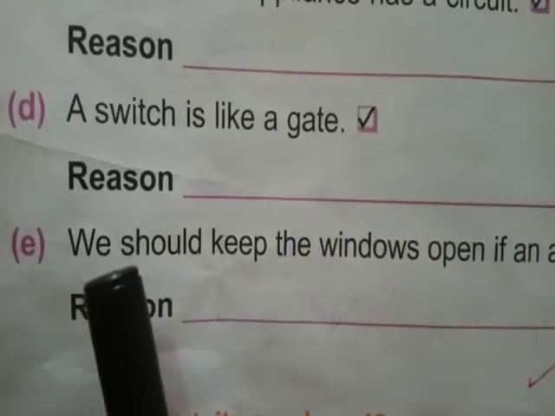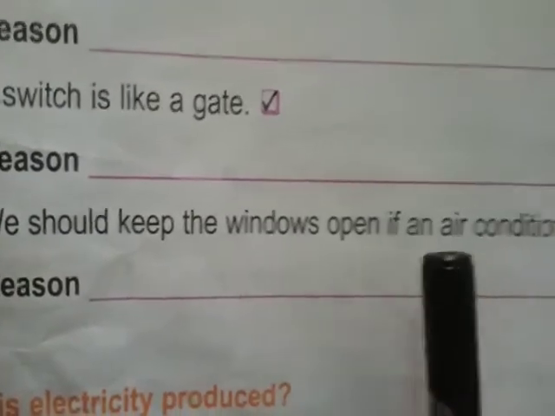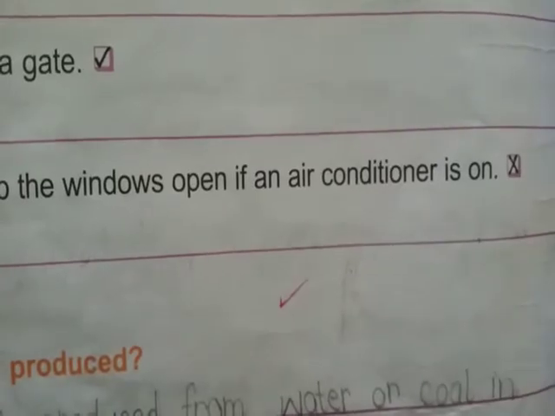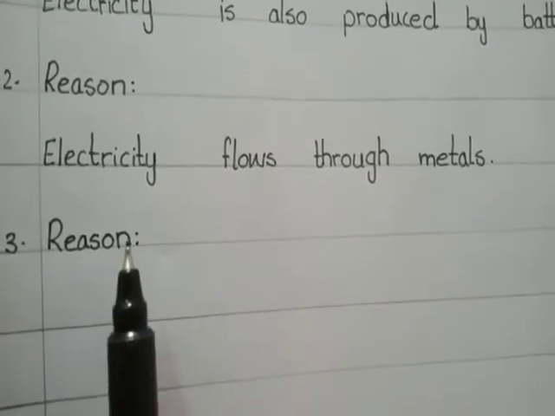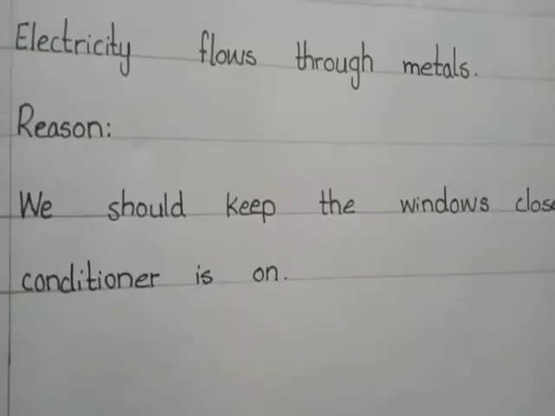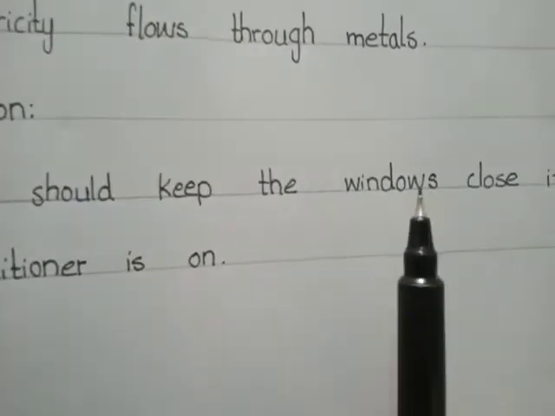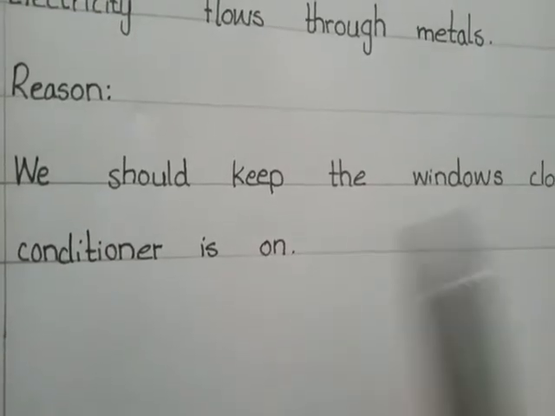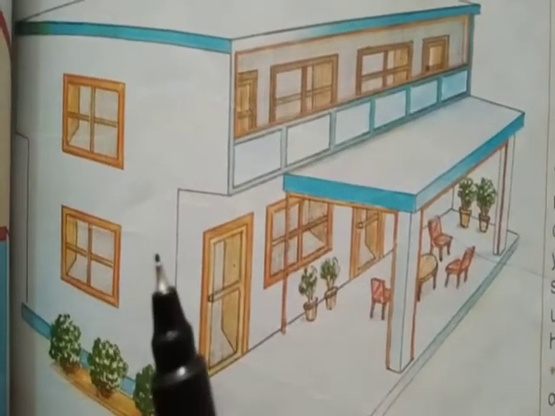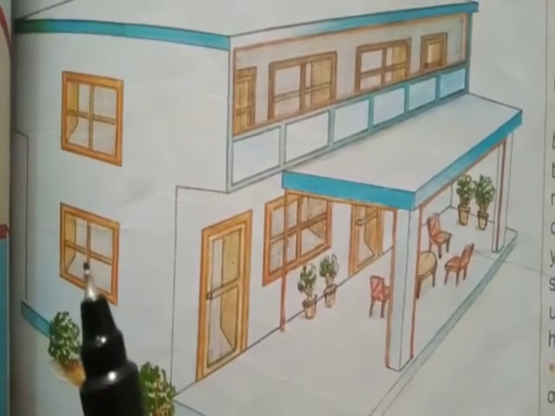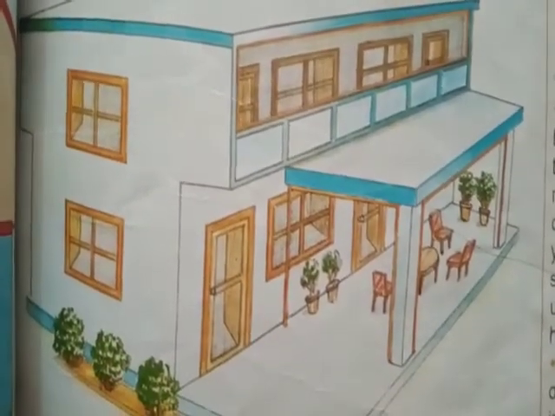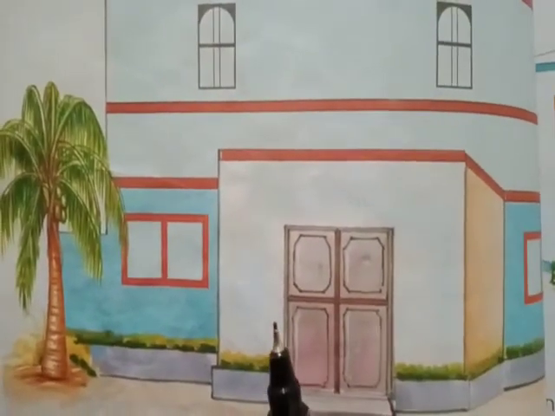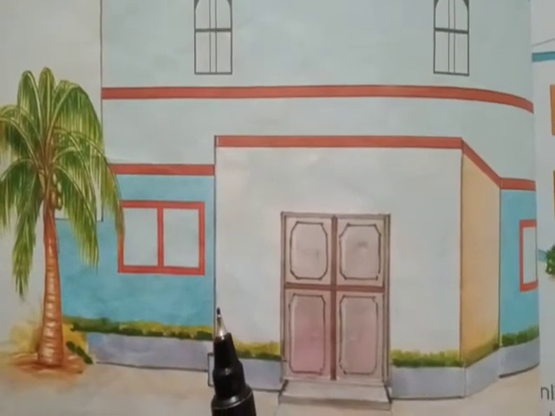The last statement is, we should keep the windows open if an air conditioner is on. So this statement is wrong. Now we write the reason of this statement. The reason is, we should keep the windows closed if an air conditioner is on. When the air conditioner is on, we should keep the windows and doors closed, because in this way we can save electricity in our homes.